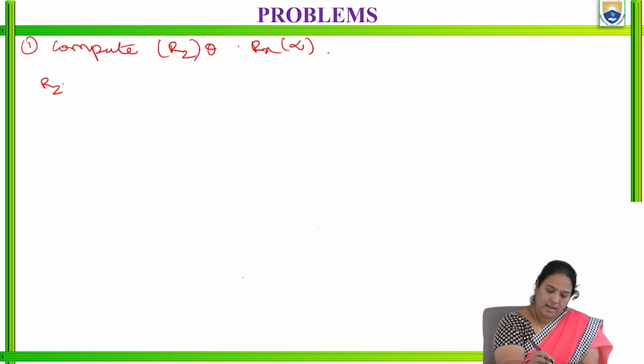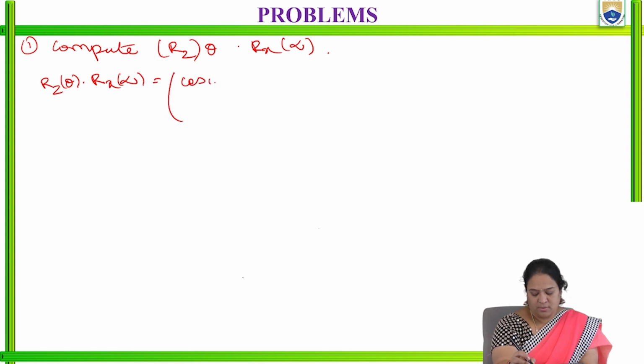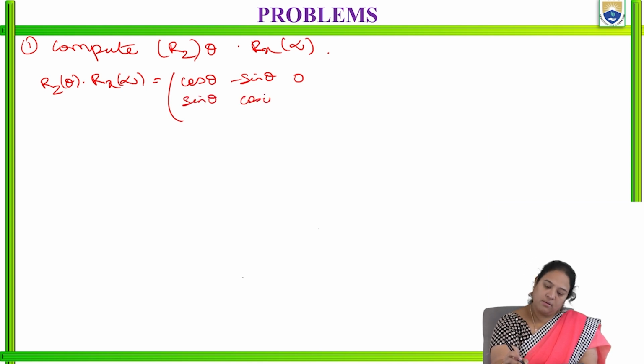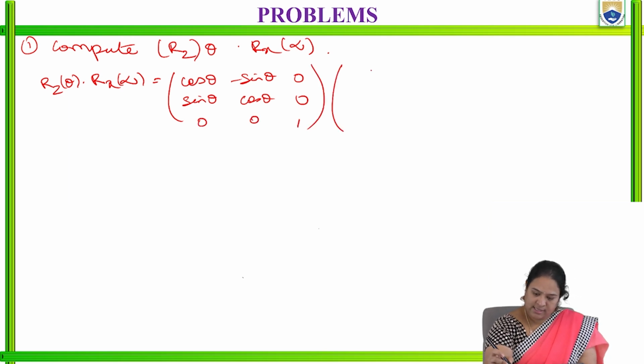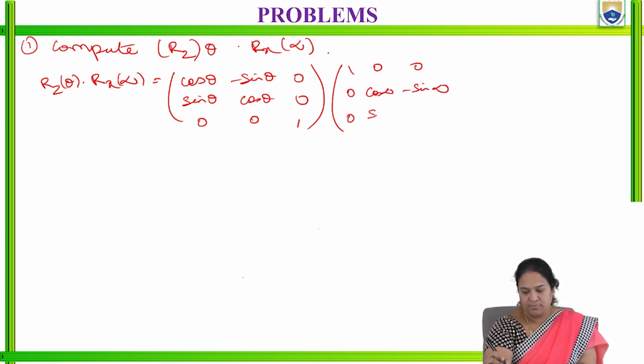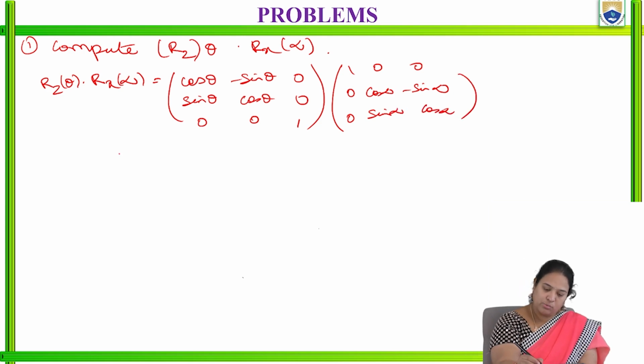That is Rz(theta) into Rx(alpha) is equal to [cos theta, minus sin theta, 0; sin theta, cos theta, 0; 0, 0, 1] into [1, 0, 0; 0, cos alpha, minus sin alpha; 0, sin alpha, cos alpha]. The first is with respect to z, and the second is with respect to x. So what is the final equation which we get?